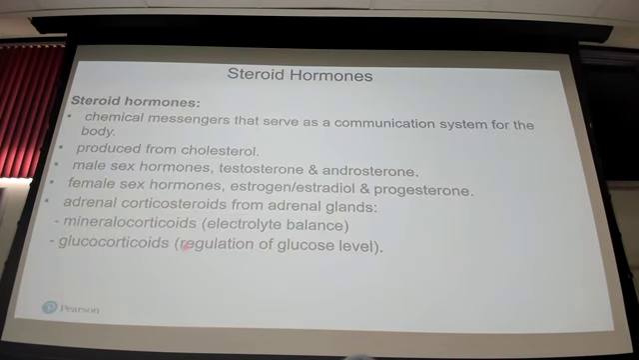So cholesterol is the precursor to all steroid hormones. Steroid hormones, we know, include the male and female sex hormones, and they also include hormones that are made in the adrenal glands. The adrenal glands sit on top of each of our kidneys, and they make hormones that are involved in electrolyte balance and in glucose metabolism.